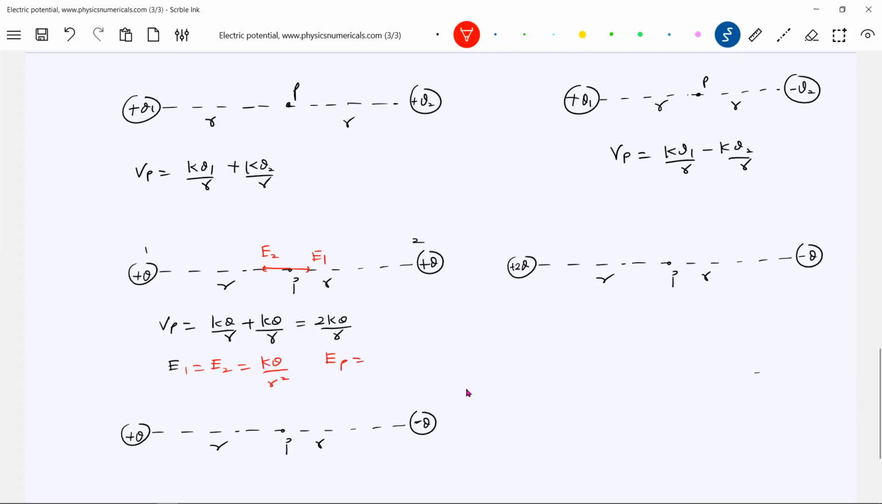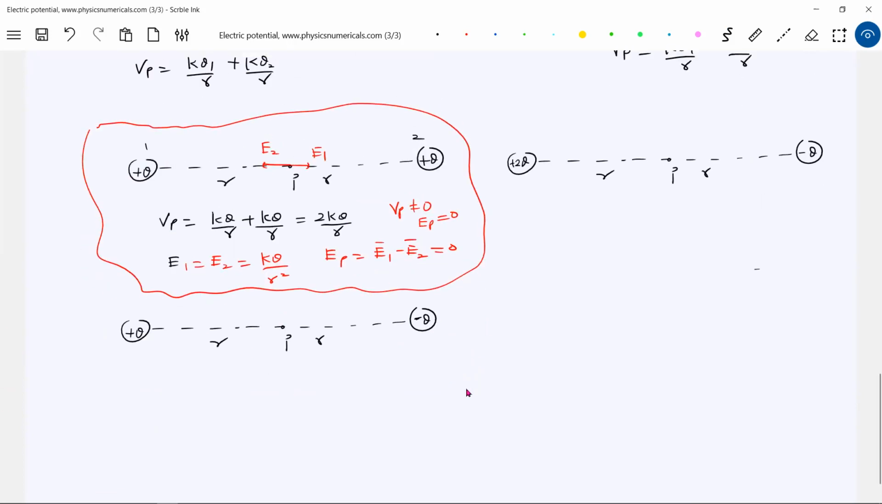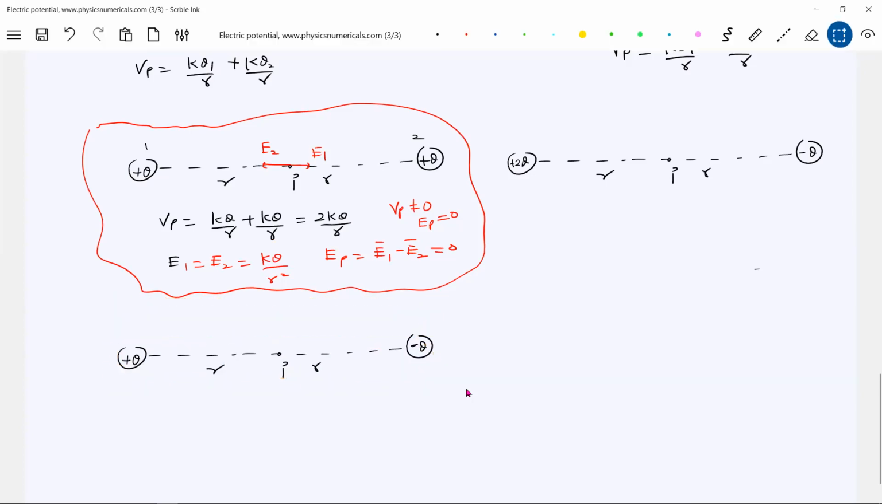And what is the resultant field at point P? E1 bar minus E2 bar. So this should be equal to 0. So at point P in the first case, what is the field strength? What is the potential? Non-zero. But what about the field strength? It will be zero. Can happen. Do remember, very important. The field strength here will be zero, but potential will be non-zero. That is one of the cases. I'm just trying to give a better picture about the potential and the field. We are trying to compare both at a given point.